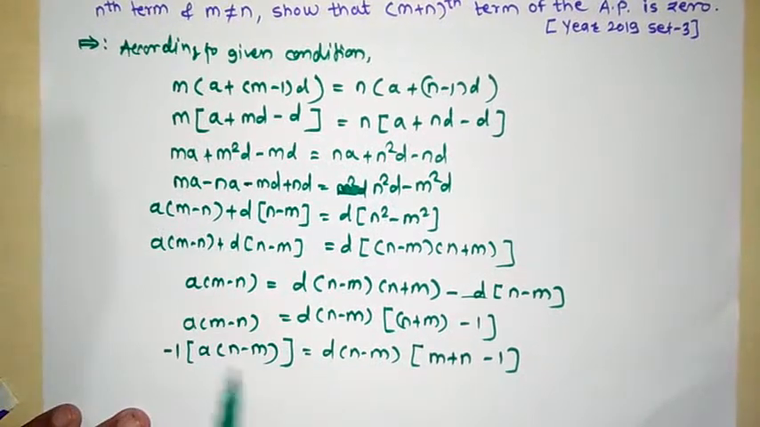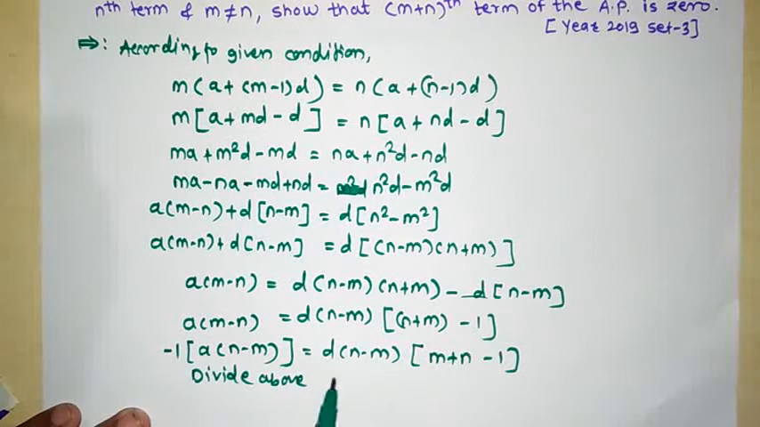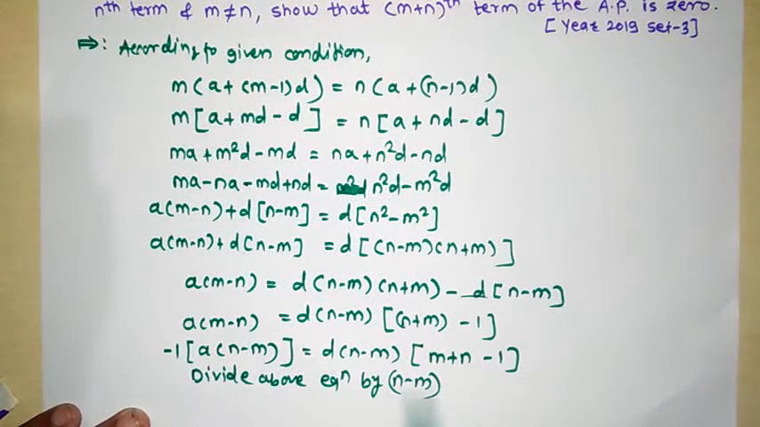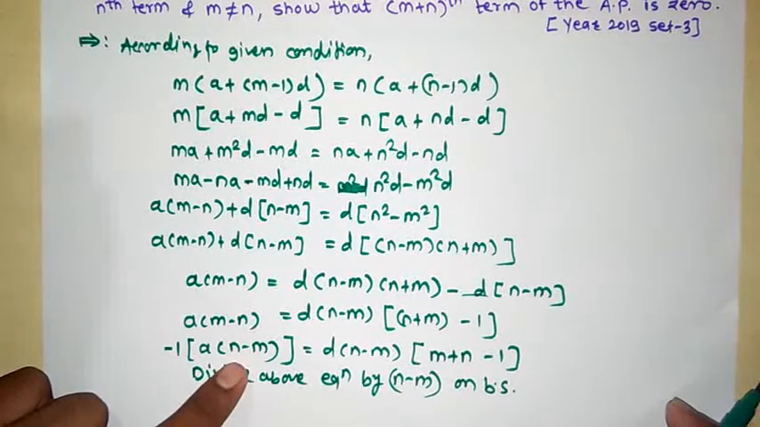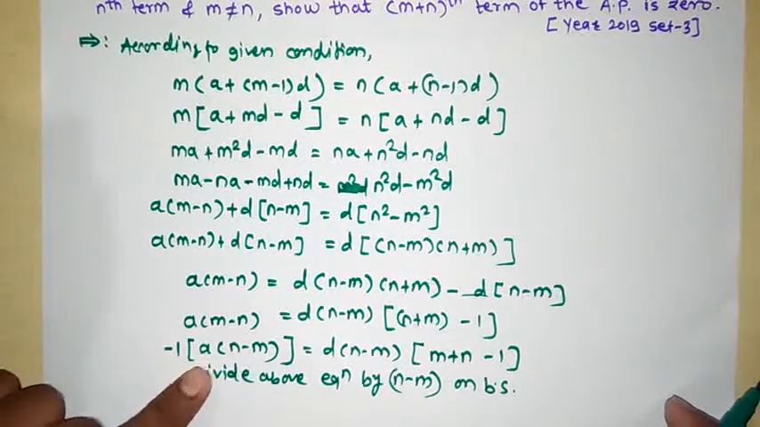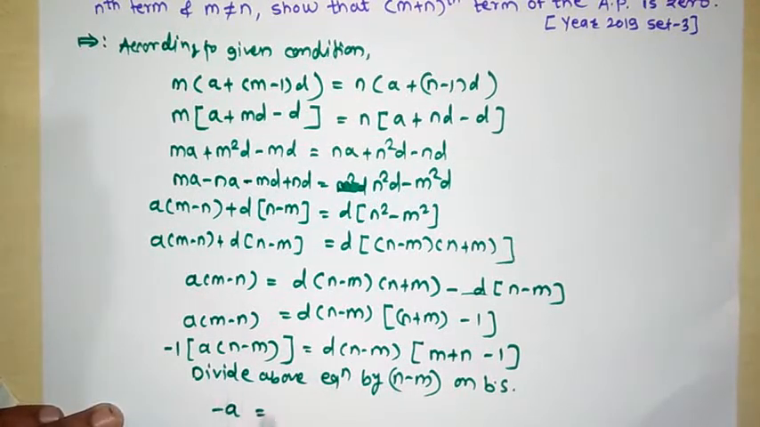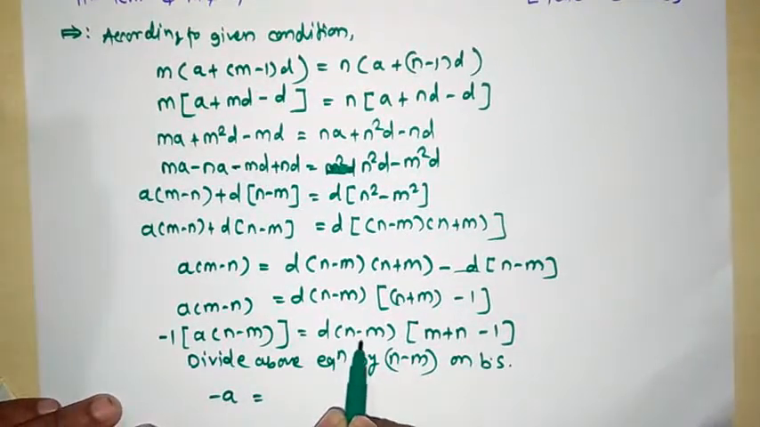Now see here, now divide the above equation by n minus m on both sides. See here, if we divide by n minus m, what will remain here? Minus 1 into a, which is equal to minus a, will remain on the left hand side. On the right hand side, n minus m divided by n minus m cancels, therefore only d will remain, d into m plus n minus 1.